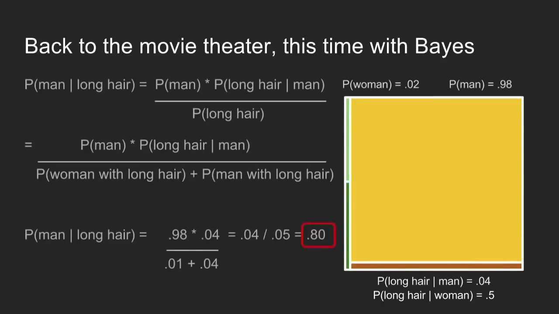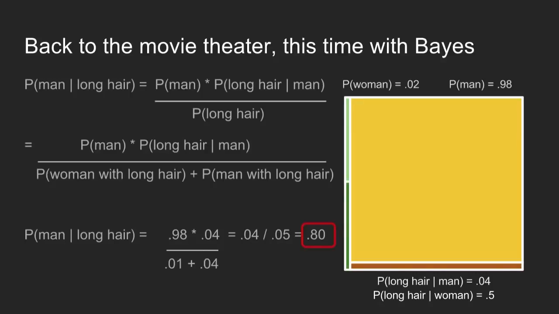Now, if they're in line for the men's restroom, some of those probabilities change, so that conditional probability changes. If someone's in line for the men's restroom and has long hair, there's an 80% chance that they are a man. And this is consistent with what we saw before. We know that there are 4 men and 1 woman for every 100 people in line for the men's restroom that have long hair. So 4 out of 5 long-haired people are men, 80%. It all adds up.